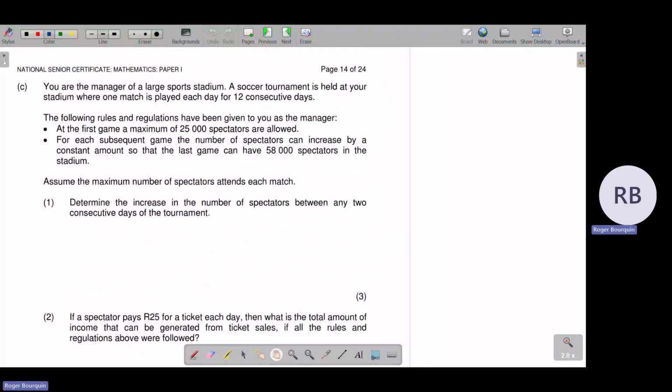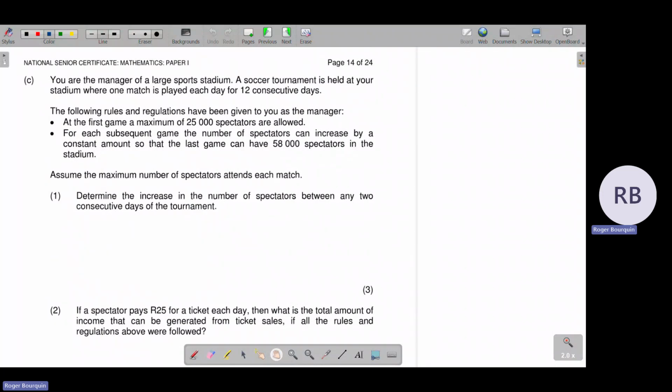So the thing is, there's normally going to be an applied sequences and series question. And again, try and get rid of the nonsense, and then actually it's not so bad. So it says you're the manager of a large sports stadium. A soccer tournament is held at your stadium where one match is played each day for 12 consecutive days.